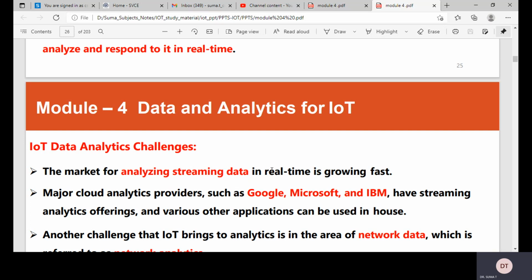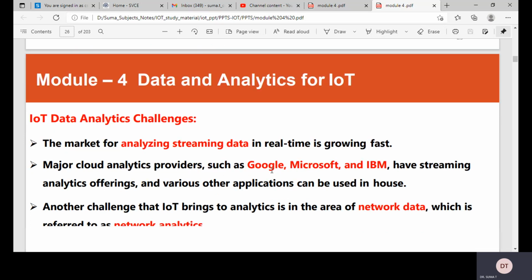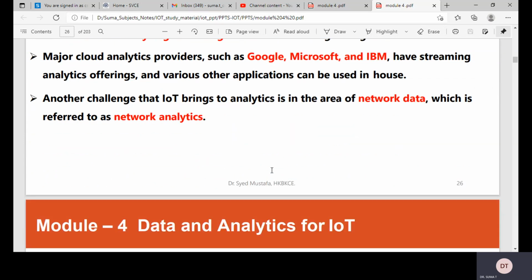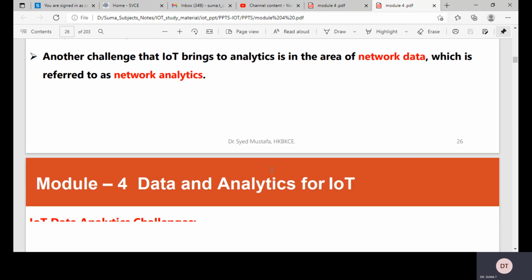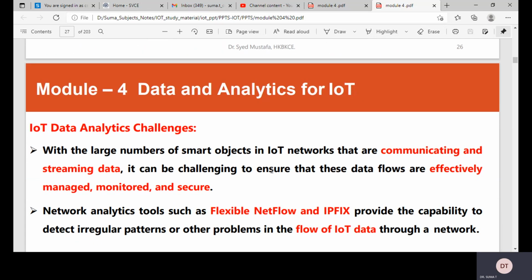Okay. Another challenge that IoT brings to analytics is in the area of network data, which we are going to refer to as network analytics. With a large number of smart objects in IoT networks communicating and streaming data, it can be challenging to ensure that these data flows are effectively managed, monitored, and secured.